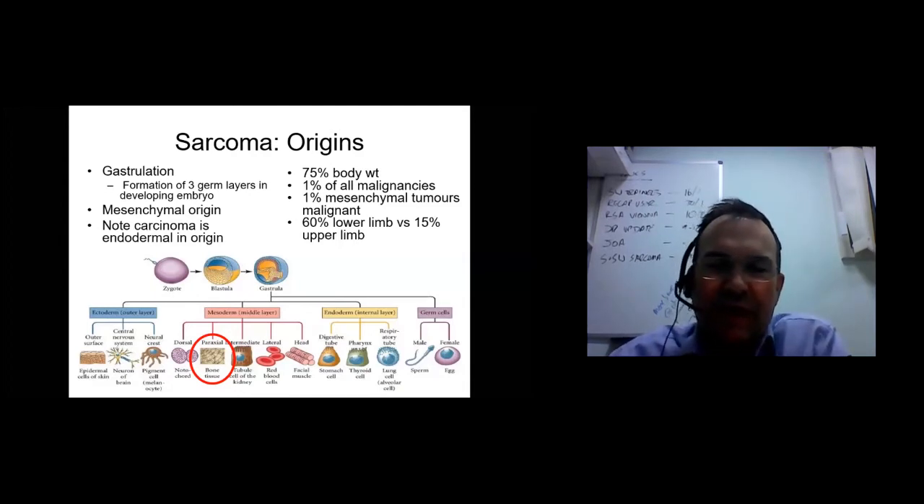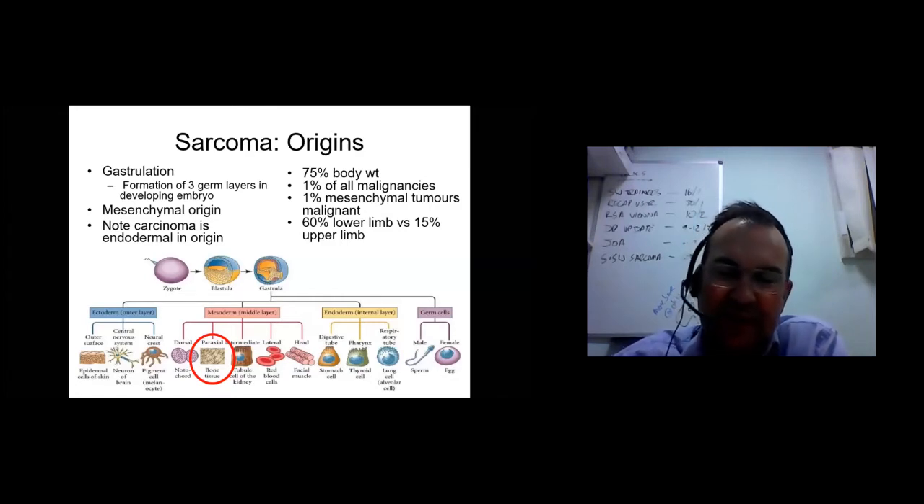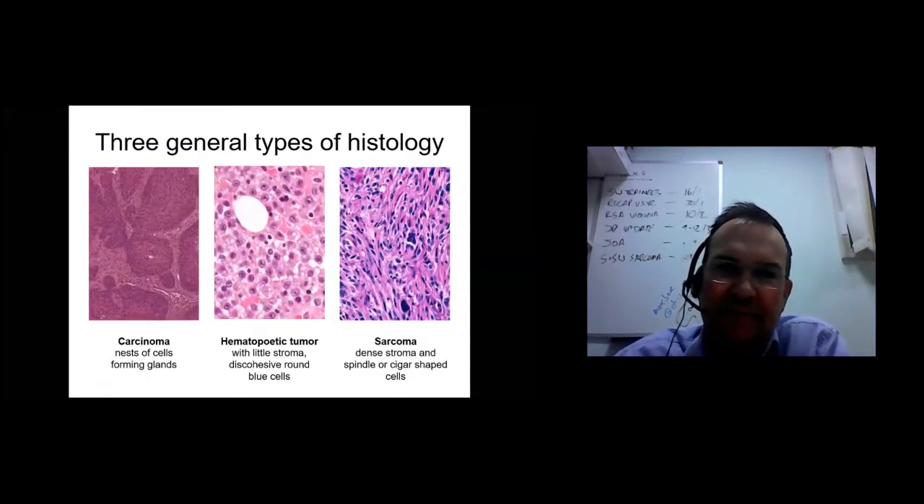One of the really nice things about the Oxford Sarcoma Service MDT is that we're one of the few sarcoma services in the world that covers all those different body areas.